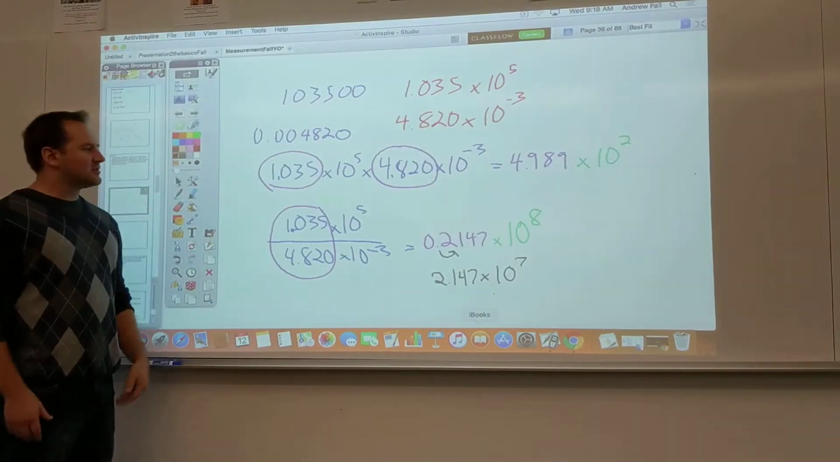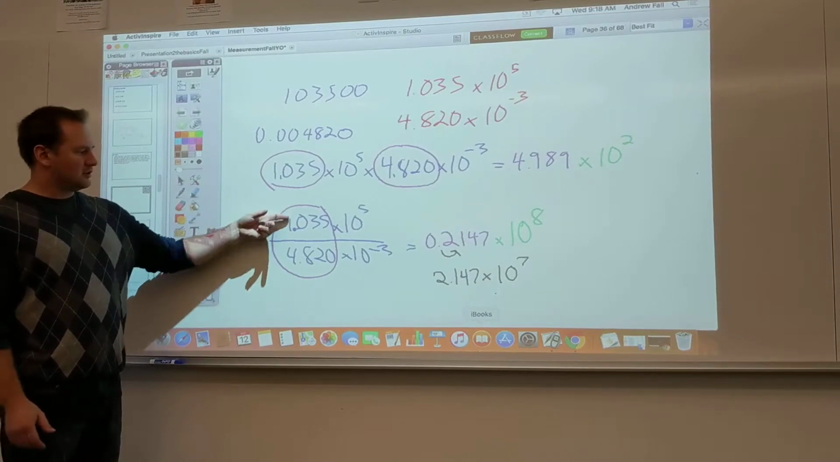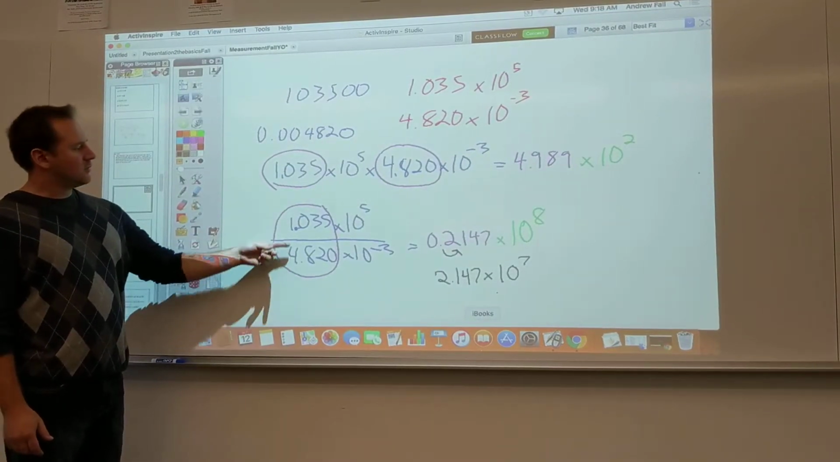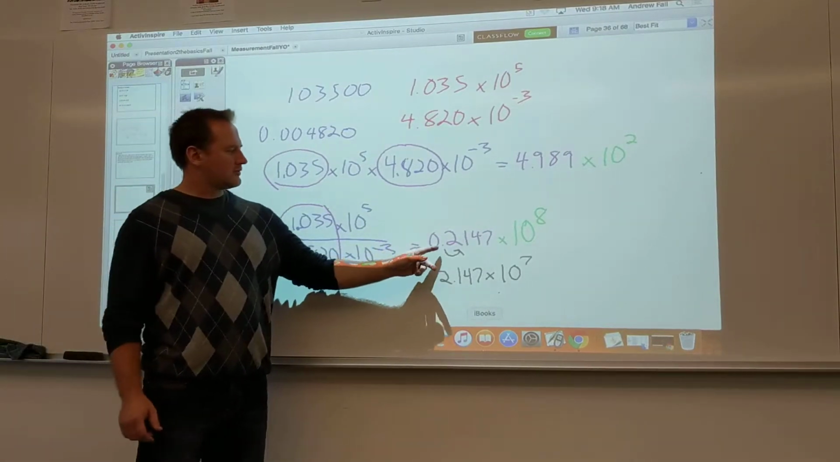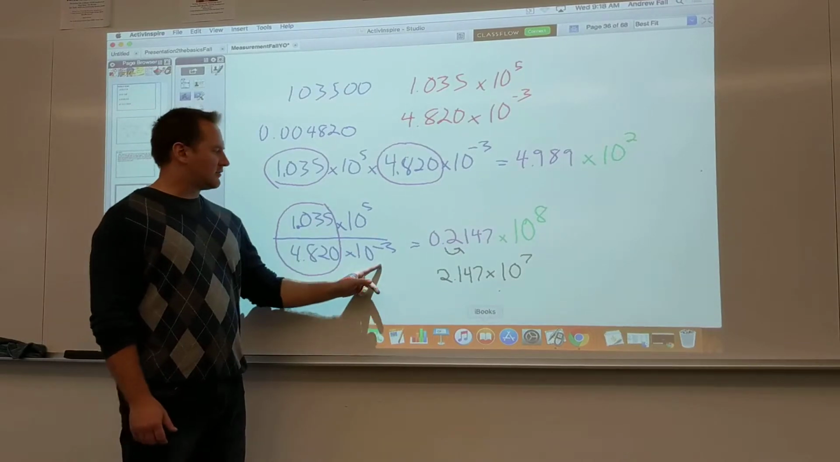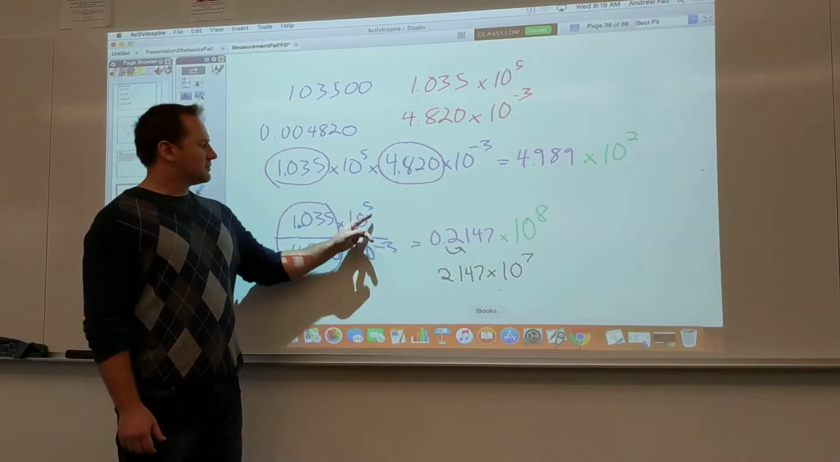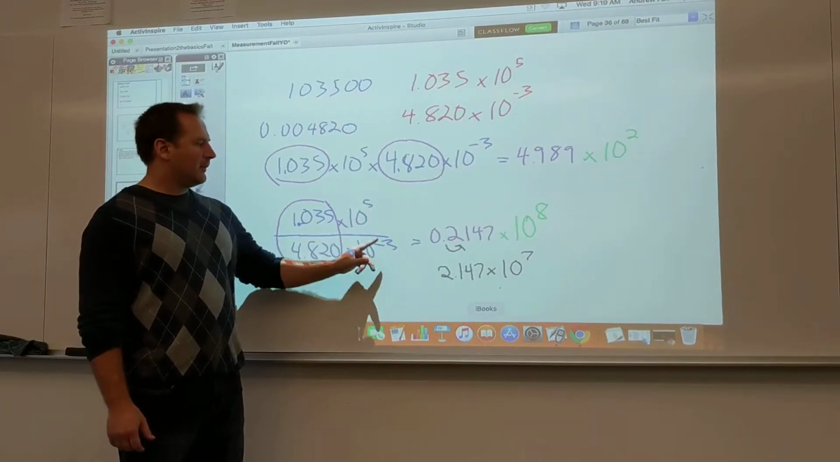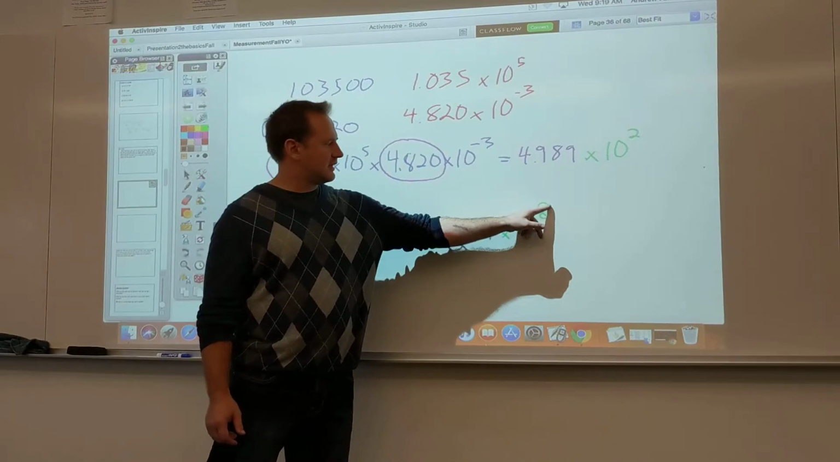Now if we go and divide them, it's a little bit more complicated. But we still handle it the same way. You look at the coefficients first. So when we divide 1.035 by 4.820, we get 0.2147 when you plug it into the calculator. And then we look at the powers of 10 separately. Whenever you're dividing powers of 10, you subtract the exponent. So 5 minus negative 3 gives you 8. So that gives us times 10 to the 8th.